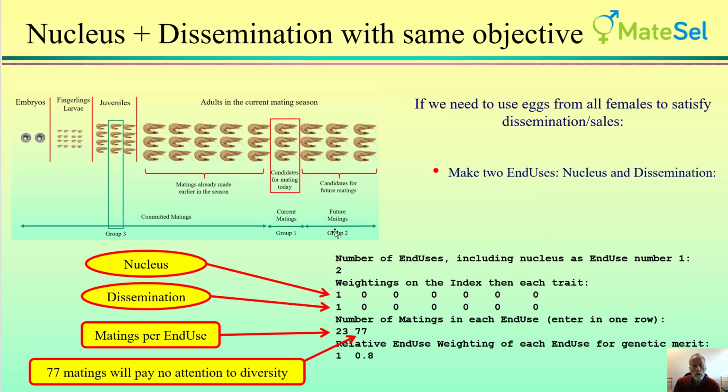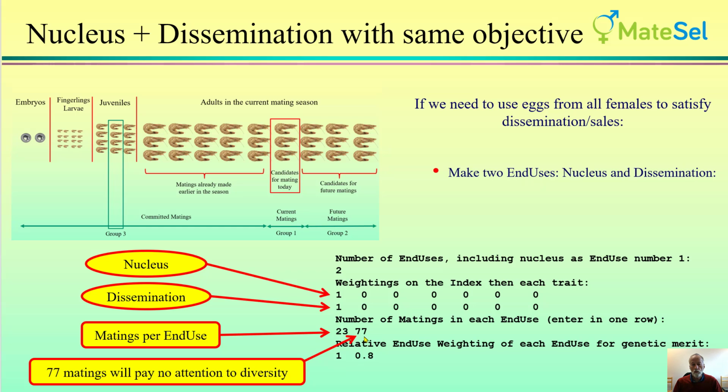Now we'll look at a case where we can use multiple end uses for the same objective without different traits, and this example is inspired by a slide from the committed matings video. So if we need to use eggs from these salmon or prawns from all females to satisfy dissemination and sales, or maybe a certain proportion of these females, higher than we need for the nucleus, then we can use 2 end uses, nucleus and dissemination. And the text file might look something like this. And you'll see that both of these end uses are heading for the normal index, and that we're looking for 23 matings to go into the nucleus, 77 for dissemination, and anything that's left over would be culled, and that could be 0 in terms of numbers, with priority given to the nucleus.